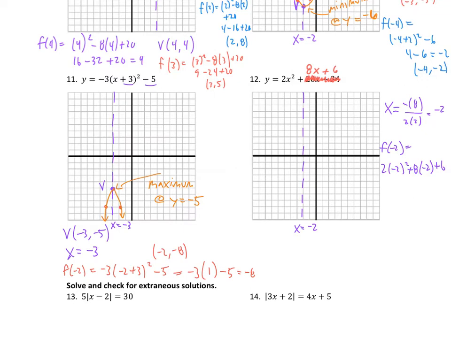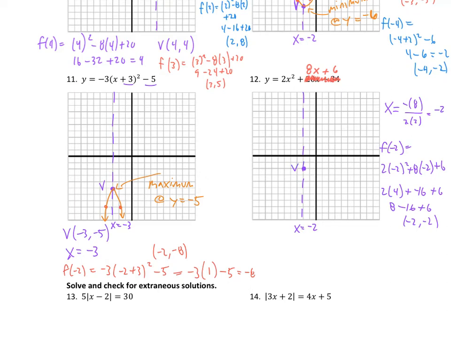So 2 times -2 squared plus 8 times -2 plus 6. So make sure you're doing order of operations first. So this would be 2 times -2 squared, which would be 4, plus 8 times -2, which would be -16, plus 6. So 8 minus 16 plus 6. So 8 minus 16 is -8, plus 6 is -2. So I plugged in -2, got -2. So that's where my vertex is.